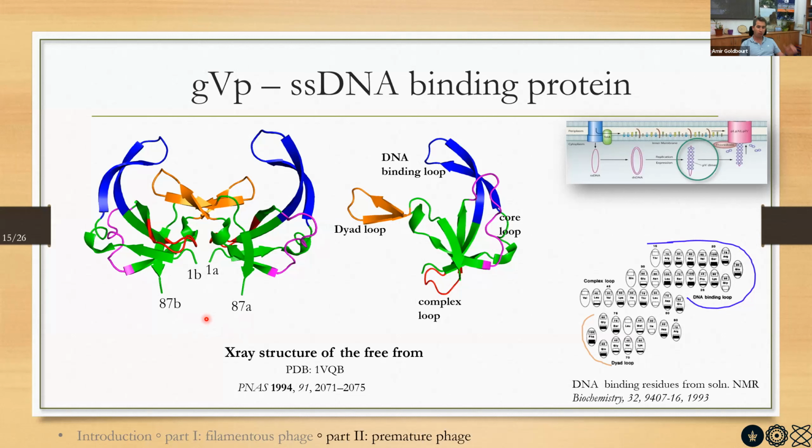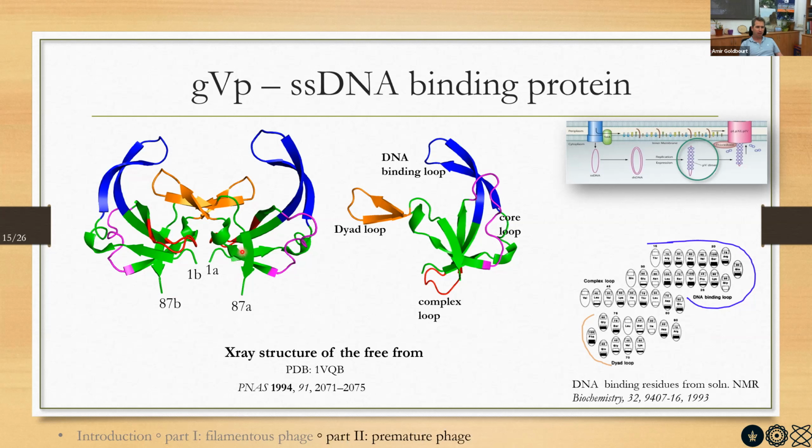This is the X-ray structure solved already in '94. You can see one of the monomers here. You have 4 different loops, which are called the DNA binding loop, the dyad loop, the complex loop, and what we now call the core loop, which you'll see why is important, and which was kind of ignored for many, many years. You can see the dimer arrangement here, from the N-terminus to the C-terminus of one monomer and the other monomer.